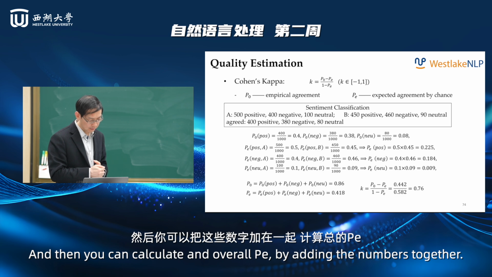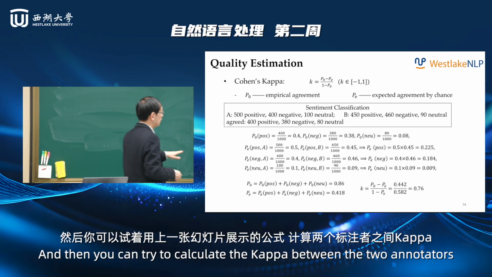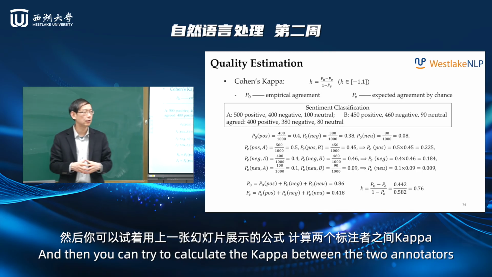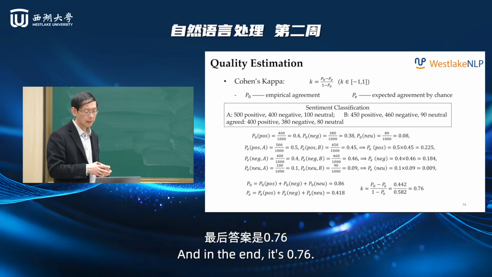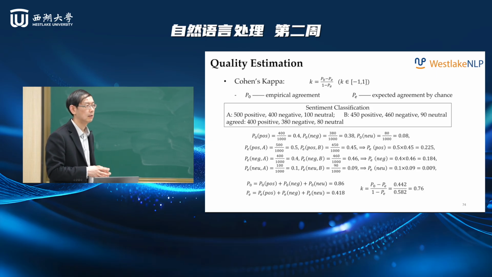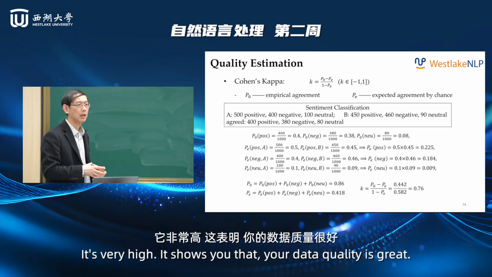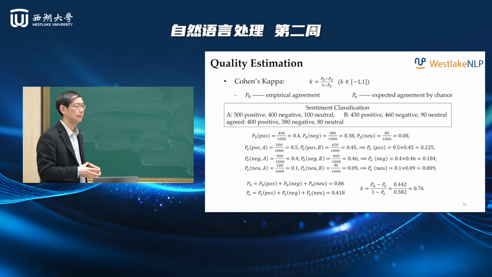By adding the numbers together, you can then calculate the kappa between the two annotators from the equation I showed you in the last slide, and in the end it's 0.76. It's very high. It shows you that your data quality is great.